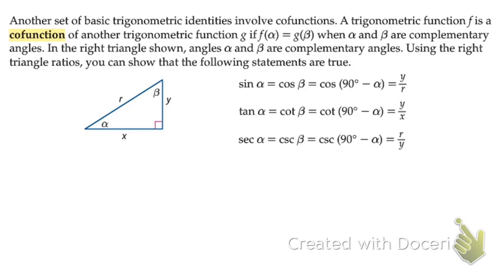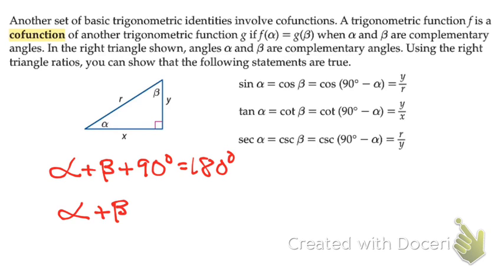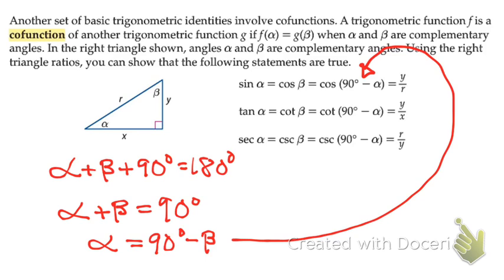All right. We also have some identities that are called our cofunction identities, and what this comes down to is the idea that the angles in a triangle, in this case alpha, beta, and 90, always have to add up to 180. So if we write that out and then take away 90 from both sides, we get alpha plus beta is 90 degrees. And then if we solve for alpha, we get alpha is 90 minus beta. And so we can just plug that in there.